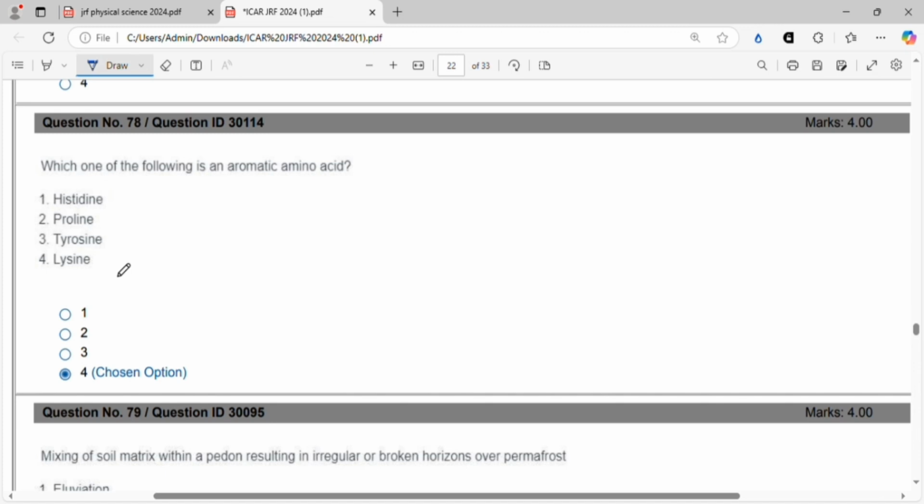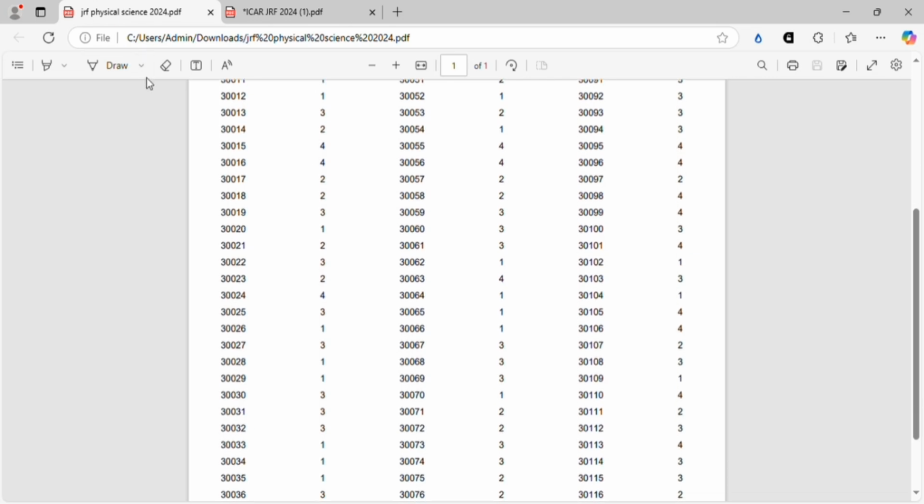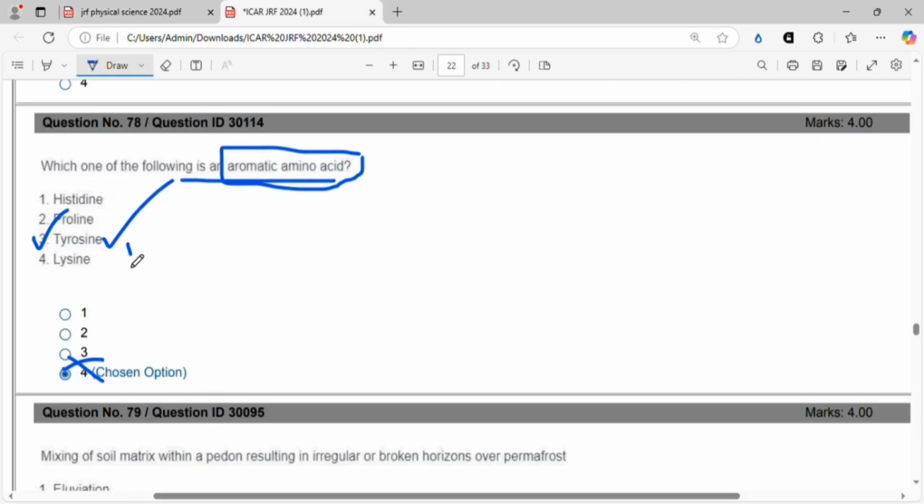Again, another straight question having nothing special. If you know, you can answer it. If you don't know, you cannot answer it, even if you try many times. So which of the following is an aromatic amino acid? You just have to know the answer of this. There is no other way, and the answer is tyrosine. Option 3 is the correct answer. Let me check once. Yes, we are correct. Tyrosine is the aromatic amino acid.